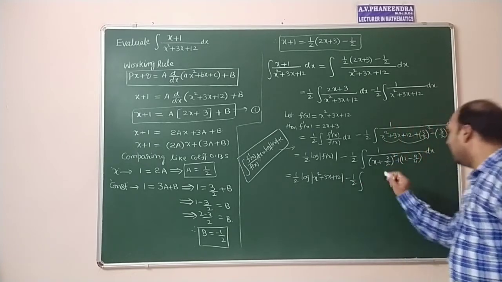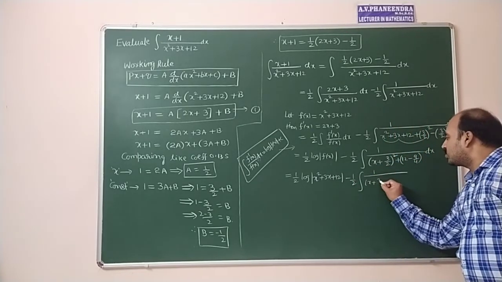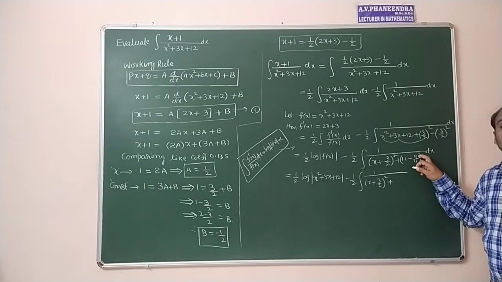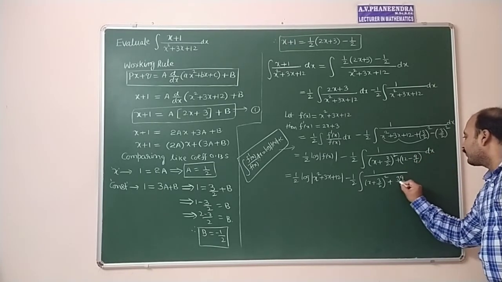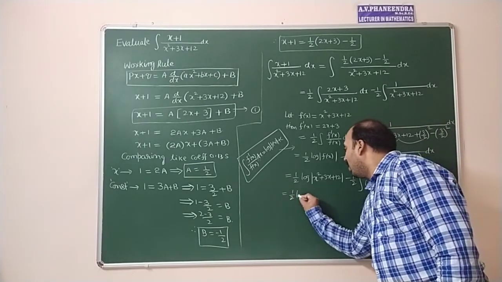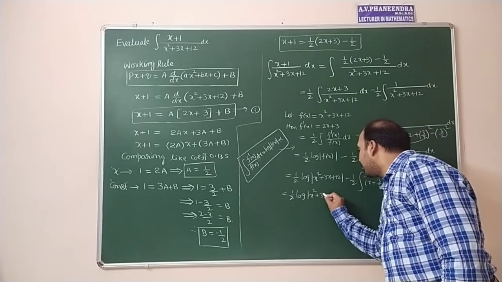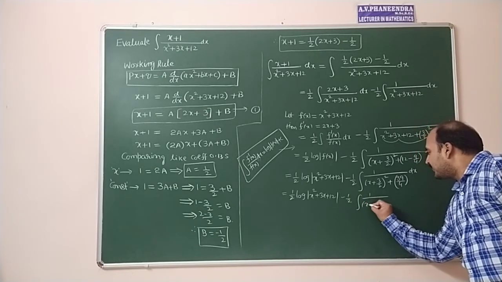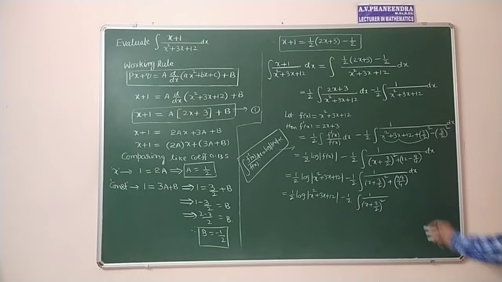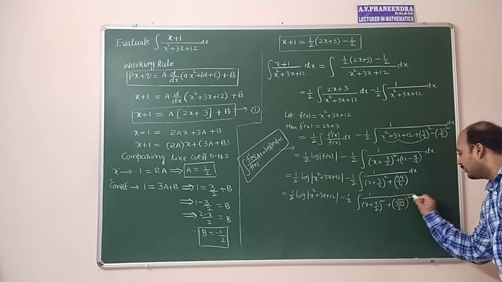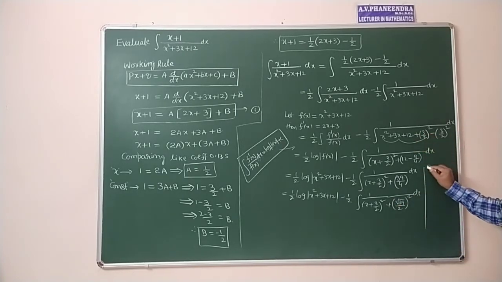minus 1 by 2 integral 1 by x plus 3 by 2 whole square plus 12 fours are 48. 48 minus 9, 39. 39 by 4 into dx, which is equal to half into log mod x square plus 3x plus 12 minus 1 by 2 into integral 1 by x plus 3 by 2 whole square plus 39 by 4, which can be written as root 39 divided by 2 whole square.